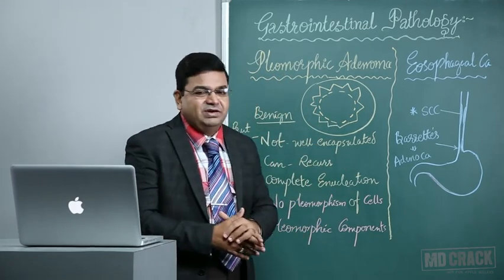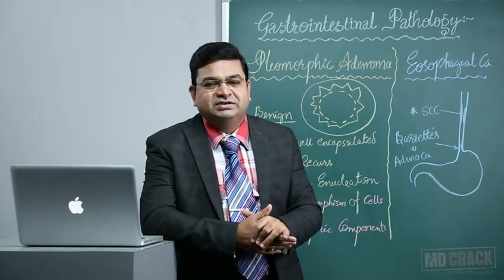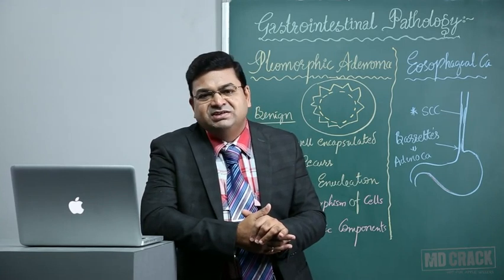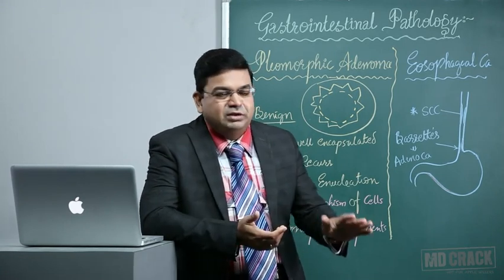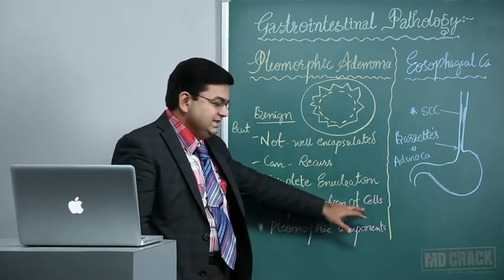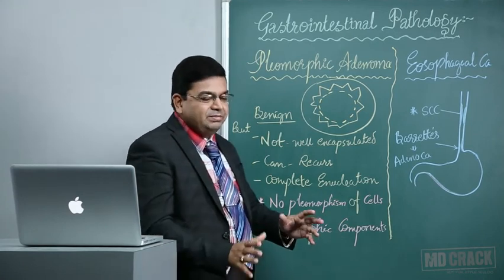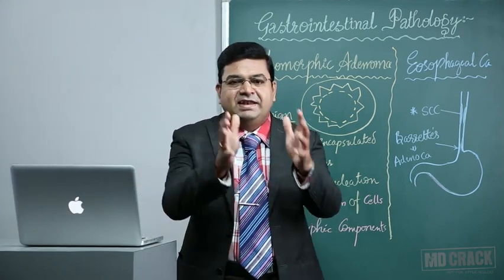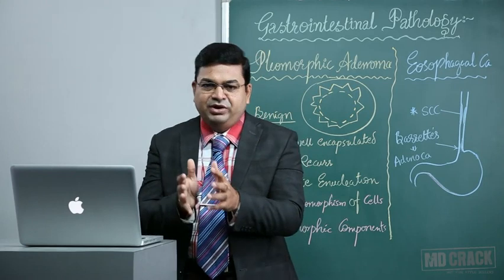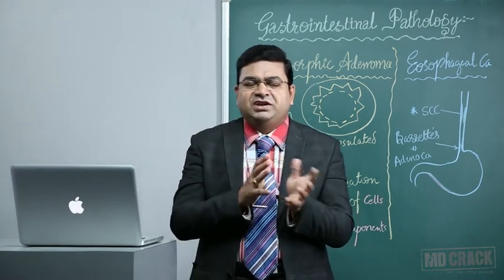Whenever we ask in the viva why the name pleomorphic adenoma was coined, is there pleomorphism among the cells, students will usually say yes. No, there is no pleomorphism of the cells. It is a pleomorphic component, that means a variety of components: epithelial component, mesenchymal component, myoepithelial component. So this makes a mixture of the various components.